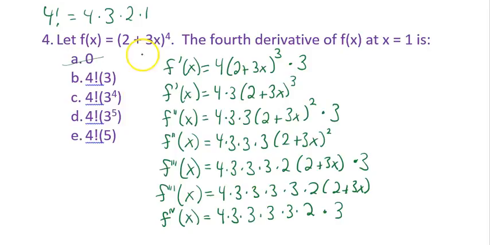Obviously it's not 0, so we're going to toss that. 4 factorial is 4 times 3 times 2 times 1. So I'm going to pick 4, 3, 2, and obviously there's always an imaginary 1. So the 4, the 3, and the 2 here are going to make a 4 factorial. And then I have 1, 2, 3, 4 3's left, so that would be 3 to the 4th power. And so then I can see that my answer would be choice C.